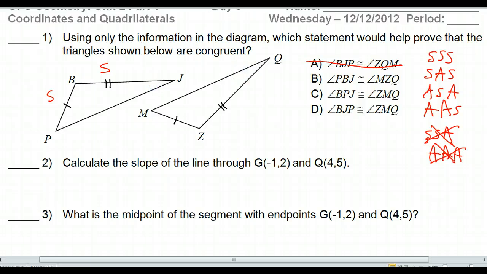Looking at B, it's angle PBJ. So that's this one, and it is congruent to angle MZQ. That would be like that. Would that be enough information to know the triangles are congruent? Yes. Which one of those theorems is it? Side, angle, side. So B would definitely work.